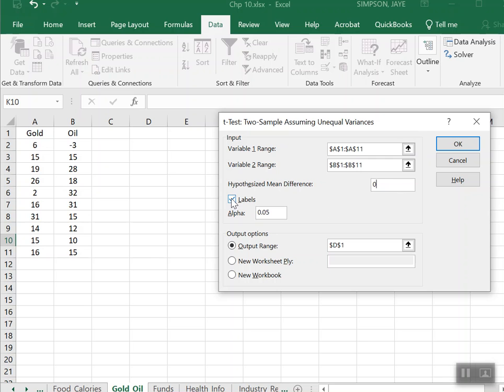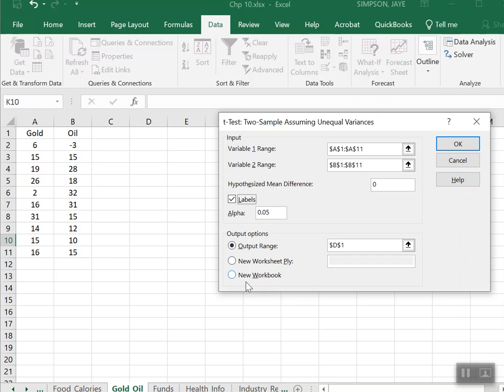I did choose my labels, so I'm going to check this box for labels, but if I hadn't grabbed the gold and oil label, then I would uncheck this box. And then alpha is my significance level. So I wanted 95% confidence, so I'm going to put 0.05 here. Again, if you just type in a 5, then that's 500%, because you have to convert these from a percent to a decimal. If we wanted 90% confidence, we'd put a 0.1 here. If we wanted 99% confidence, we would put a 0.01.